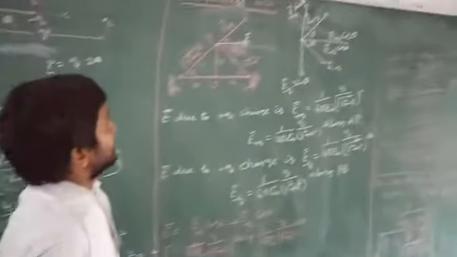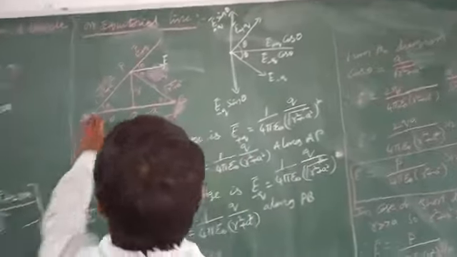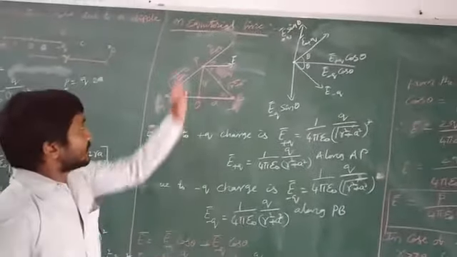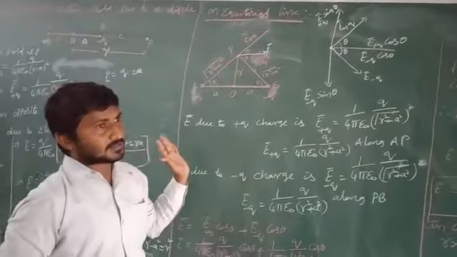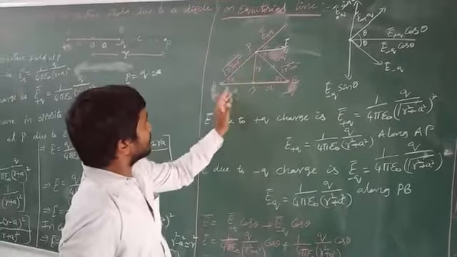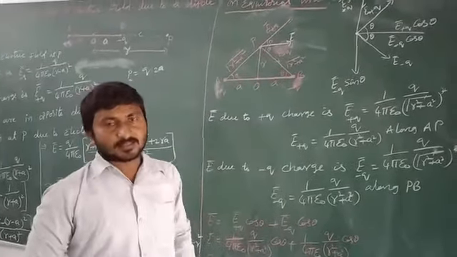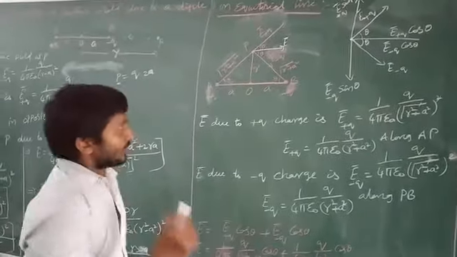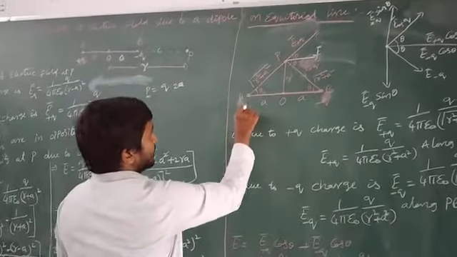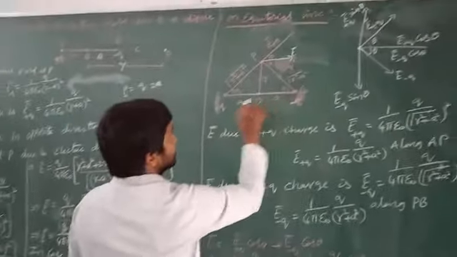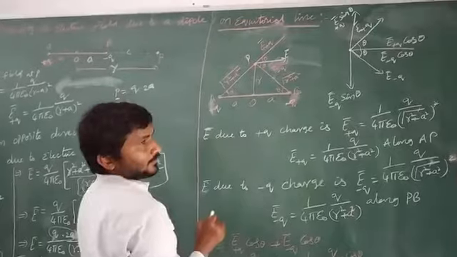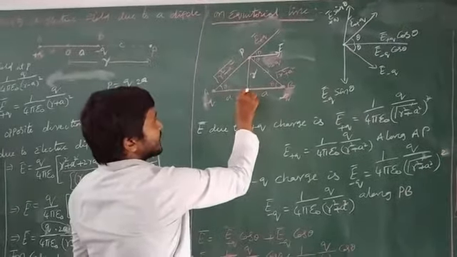Next step: what is the expression for intensity of electric field on the equatorial line of an electric dipole? The equatorial line is the line which bisects the two charge carriers, the line perpendicular to the line joining the two charge carriers. Again, let us consider an electric dipole in which the two charges plus q and minus q are separated by a certain distance 2a. Let us consider a point P on the equatorial line at a distance r from the center of the dipole.